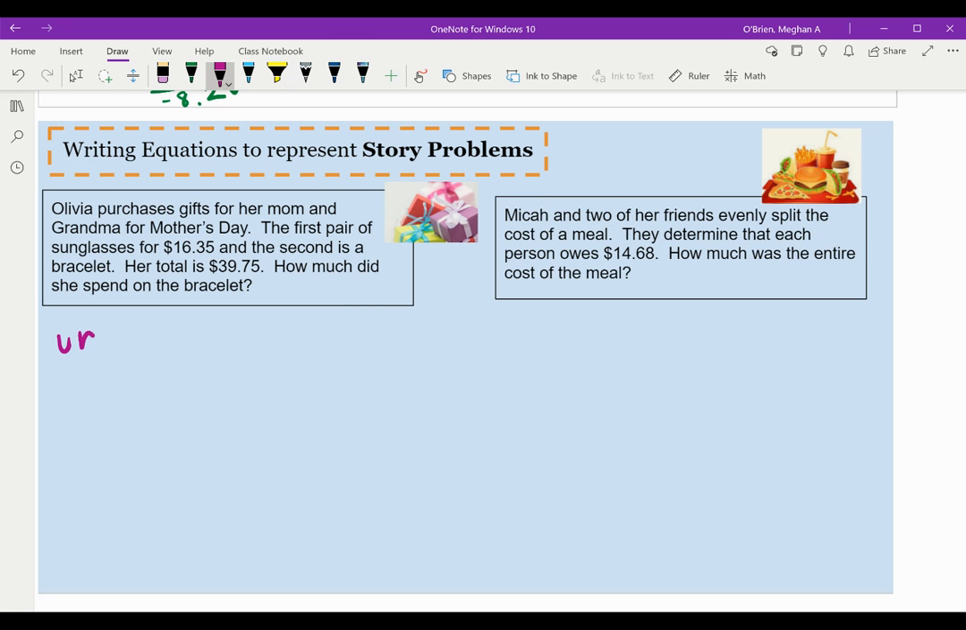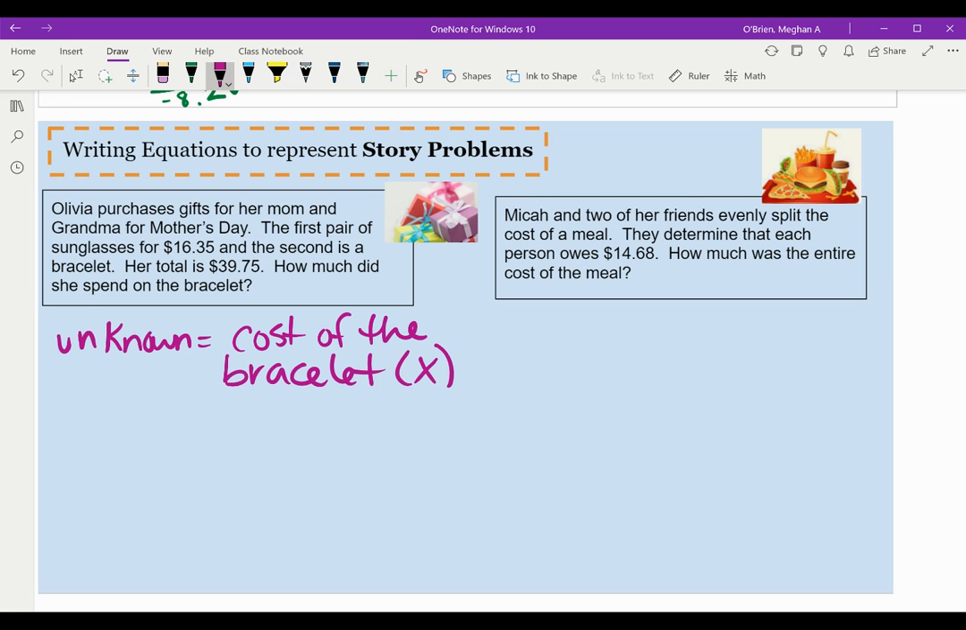Okay, what is our unknown? Is the cost of the bracelet. I'll call that X. Why not? So the unknown is the cost of the bracelet. When I'm looking at a word problem, I'm just taking each piece of information one thing at a time. So I'm imagining like playing a movie in my head, which is always a good idea, just like you do when you're reading.